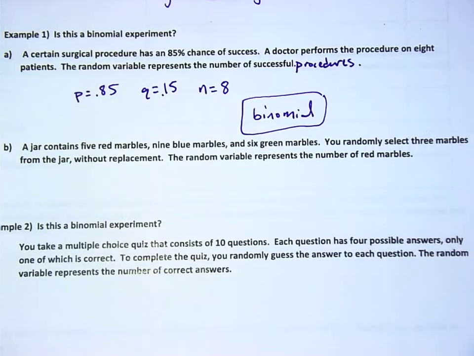Next one. A jar contains 5 red marbles, 9 blue marbles, and 6 green marbles. You randomly select 3 marbles from the jar without replacement. The random variable represents the number of red marbles. Okay. So, what do you think?